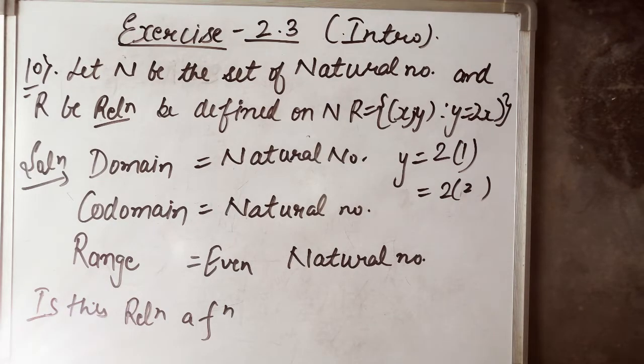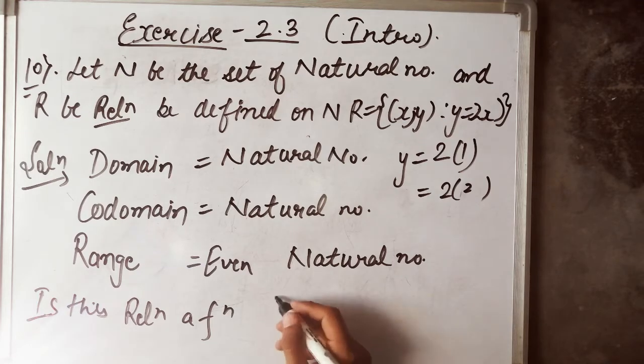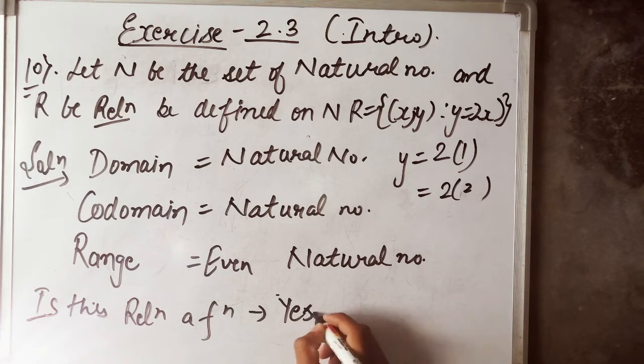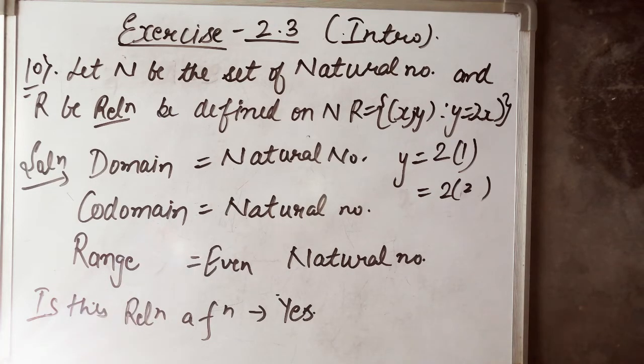Okay, now it is asked: is this relation a function? Let's see. Yes, this relation is a function because each and every element has a unique image. No element is repeating the same image again and again. Okay, this was the 10th example, and let's move to the 11th example, but before that pause the video to note it down.